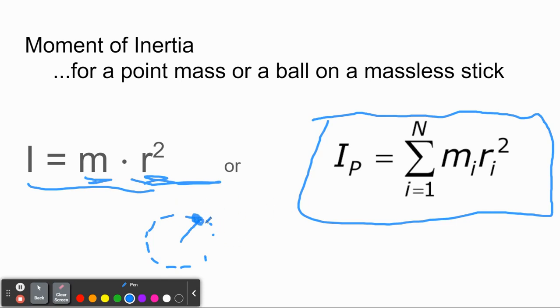But sometimes we have more complicated shapes, and I'm going to teach you about that. And then that's when this equation is going to be what you're technically using, but you don't ever have to use it, because for all of the normal shapes, you'll just get the moment of inertia equation for them. And I'll show you what those are.